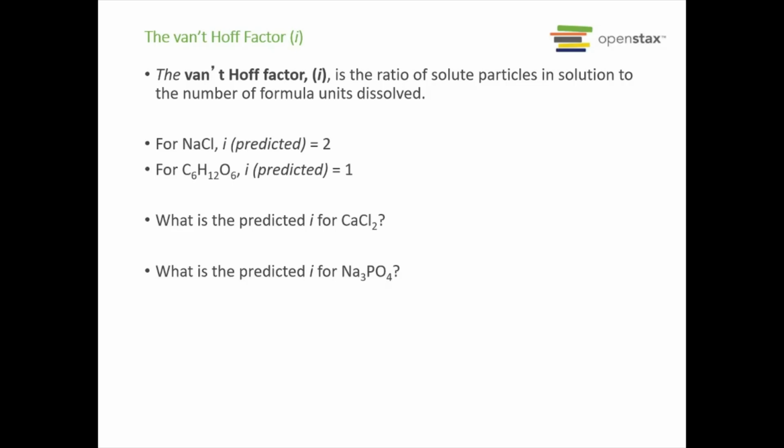So we also have what is called the Van't Hoff factor, and this is the ratio of solute particles in solution to the number of formula units that are dissolved. There are predicted and actual Van't Hoff factors. We really only care about the predicted. For sodium chloride, i is predicted to be 2 because we make 2 ions. For glucose, it's 1. For calcium chloride, when this breaks apart, we get 1 Ca2+ and 2 Cl minuses, so we get an i predicted of 3.